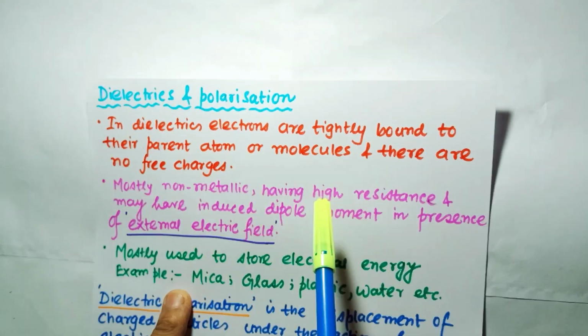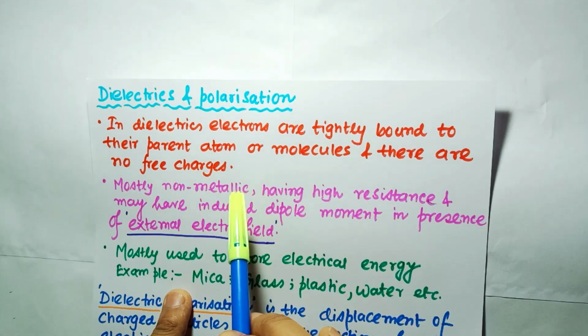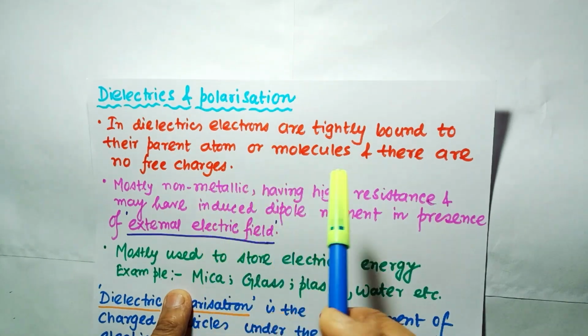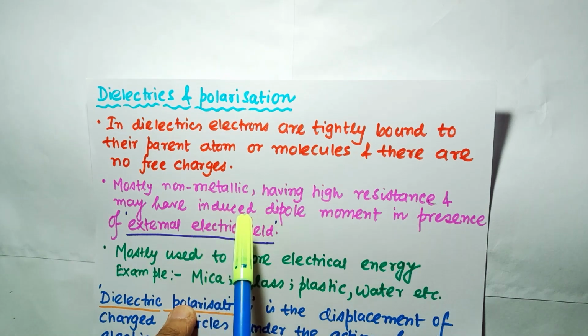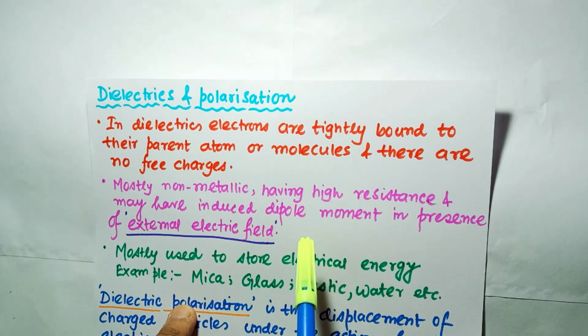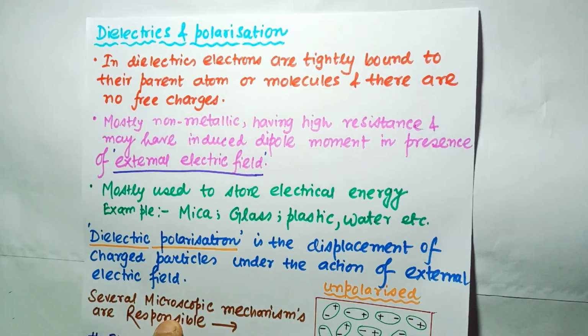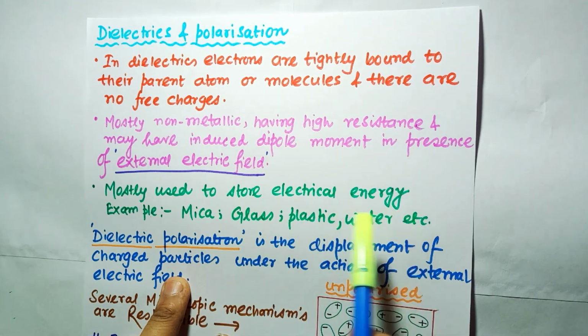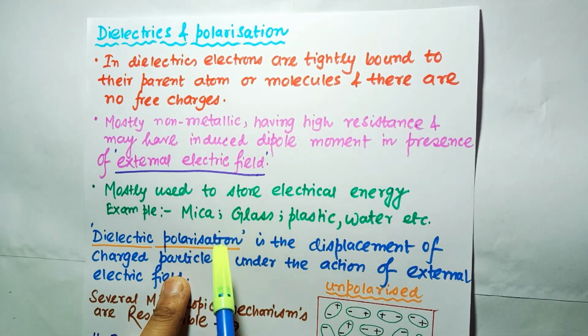As I have discussed, there are no free charges and the electrons are tightly bound to their parent atom or molecules. It is mostly non-metallic substances having high resistance and may have induced dipole moment in the presence of an external electric field. So when I put the dielectric material in an external electric field, an induced dipole moment is generated. Mostly it is used to store electrical energy. Examples of dielectrics are mica, glass, plastic, and water is also a dielectric material or liquid.